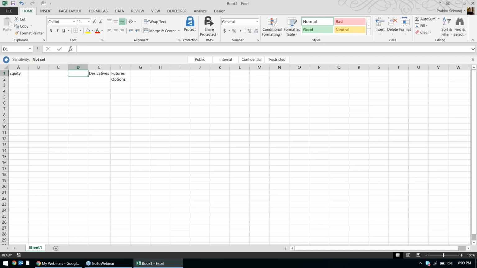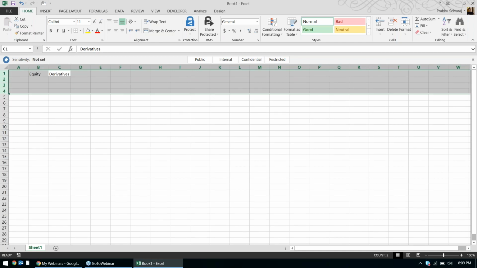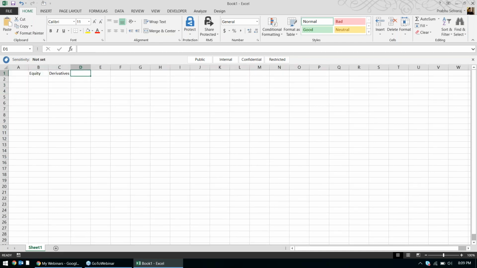Now, what are the differences between these different types of trading? We'll take equity first, equity here and derivatives here. We'll take options later.